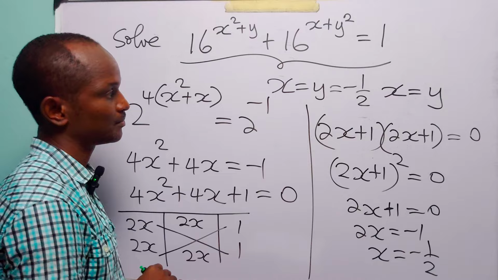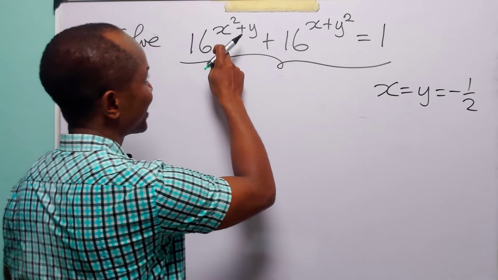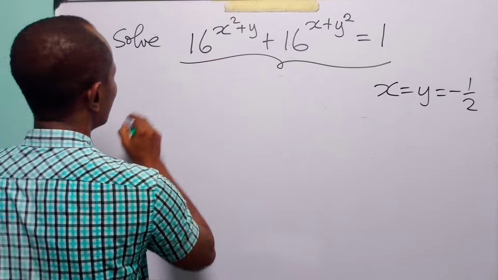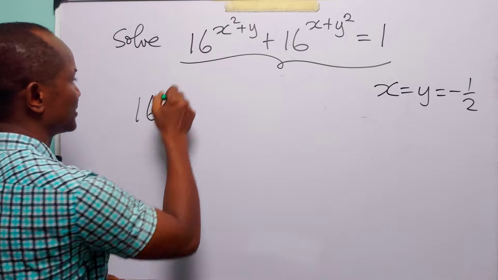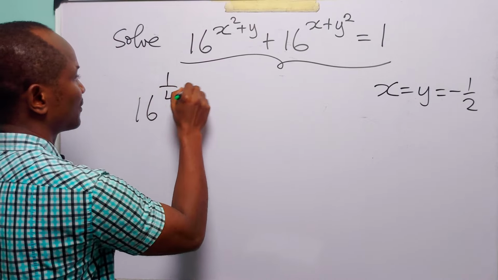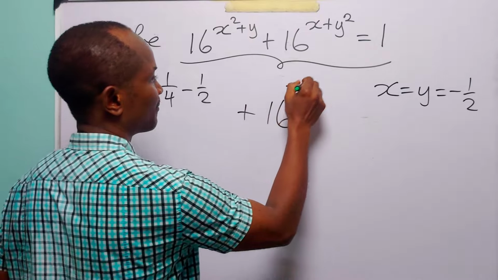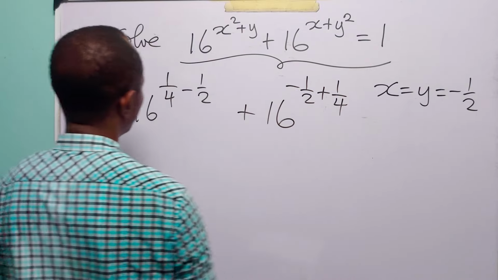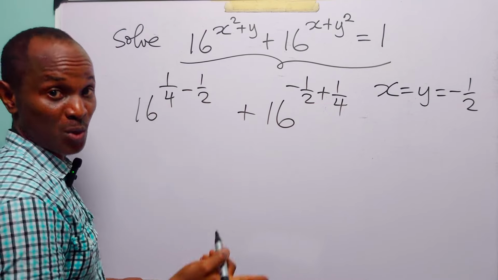Now, to check our answer, let us substitute minus 1 over 2 for x and y into the left-hand side of the original equation. We have 16 to the power minus half squared is 1 over 4 minus half plus 16 to the power minus half plus 1 over 4. Now, 1 over 4 minus half is minus 1 over 4.